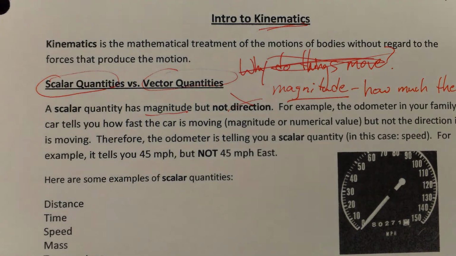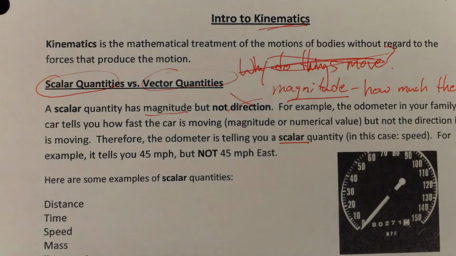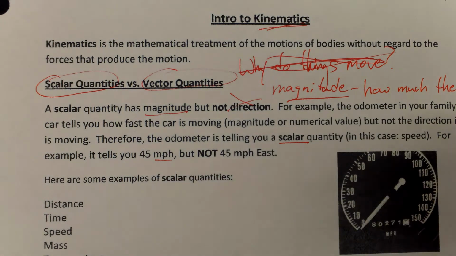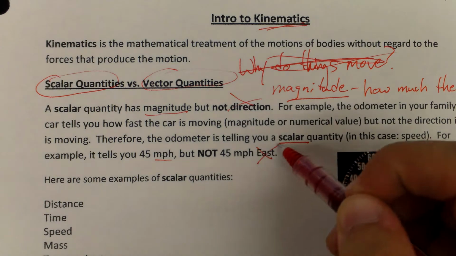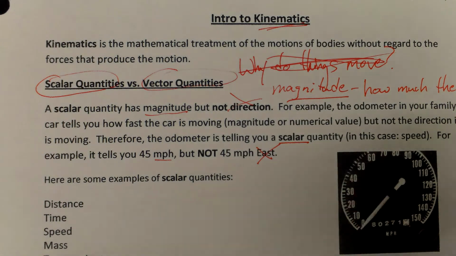Okay? For example, the odometer in your family car tells you how fast the car is moving, but not the direction it is moving. Therefore, the odometer is telling you a scalar quantity. Scalar, no direction. For example, it tells you 45 miles per hour, that's mph, but not 45 miles per hour east. Right? No direction there. If you get lost, you better have a GPS.